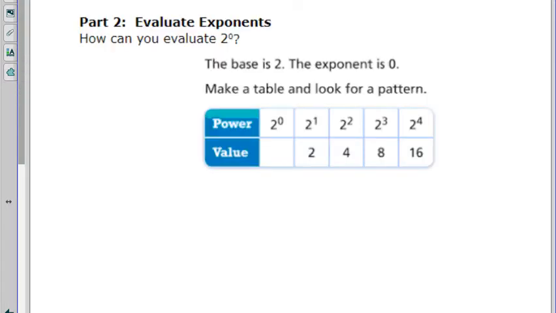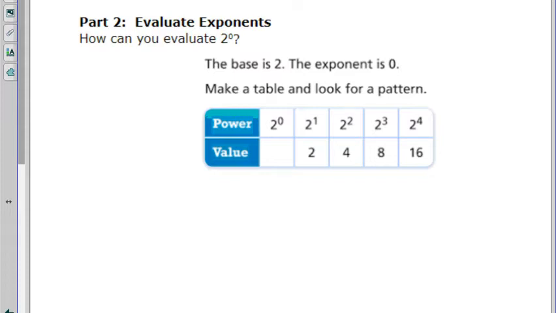Okay, here's a table for 2 to different powers, and we want to find out what is the value of 2 to the 0 power. This is what we were talking about earlier. So if I have 2 to the 4th power, that's 16. 2 to the 3rd power is 8. 2 to the 2nd power is 4. 2 to the first is 2. And so what is 2 to the 0?